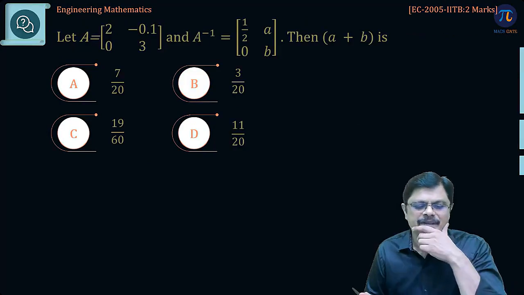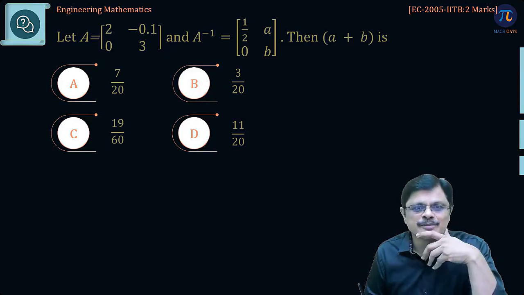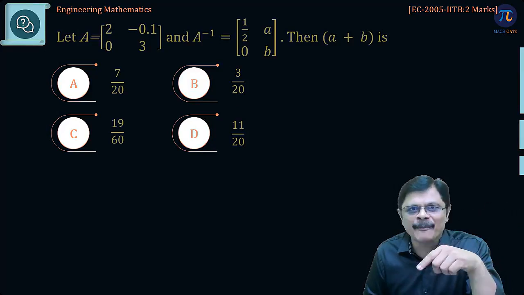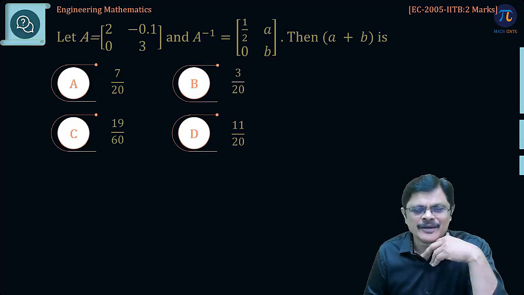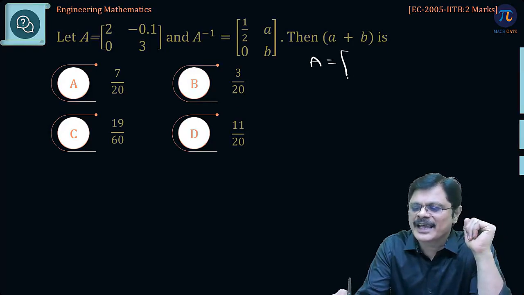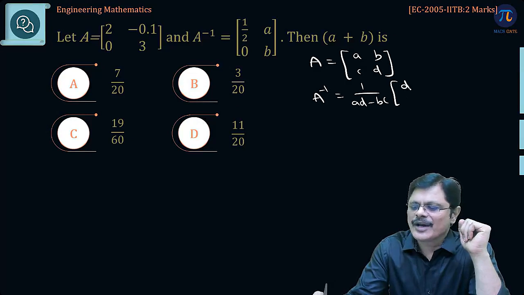The next question. A is given and A inverse is also given. Then he is asking what is A plus B. See, again here multiple methods are possible. One method is to find A inverse directly and compare, get the values of A and B, then find A plus B. Try that. For that I have already given the hint. Suppose A is a b c d, what is A inverse for a 2 by 2 matrix? 1 by ad minus bc, swap the main diagonal elements, and change the sign of the off-diagonal elements.